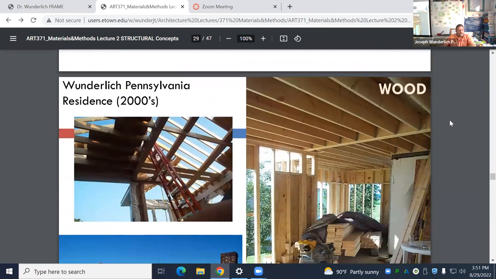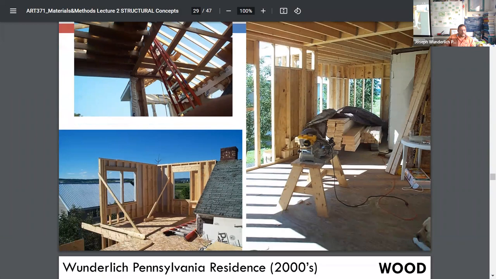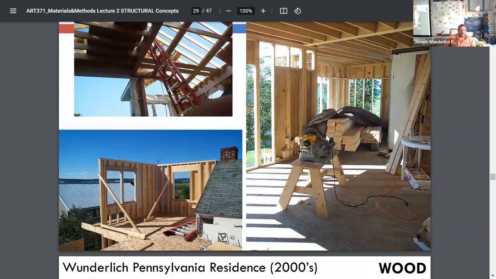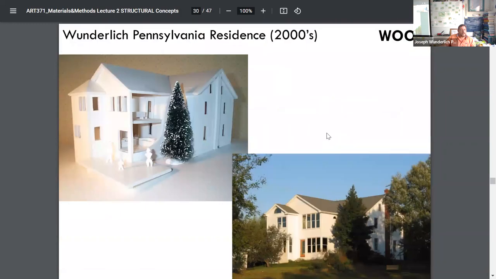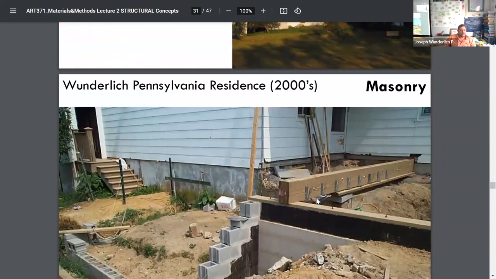So a couple case studies. These are my projects; many of your students have seen them often. This is wood stick frame, not heavy timber. Light construction, modern construction. And it's a model I made of it.